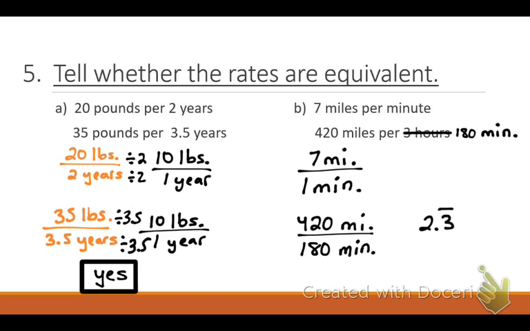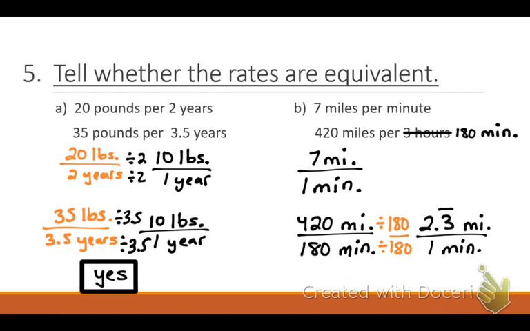2.3 repeating. Now, once again, you cannot give me this as your answer. I need units attached. 2.3 repeating miles per 1 minute. Remember, if it helps you to understand, all you're doing is you're dividing the top by 180. You're also dividing the bottom by 180. That's how you get this to turn into 1 minute, okay?